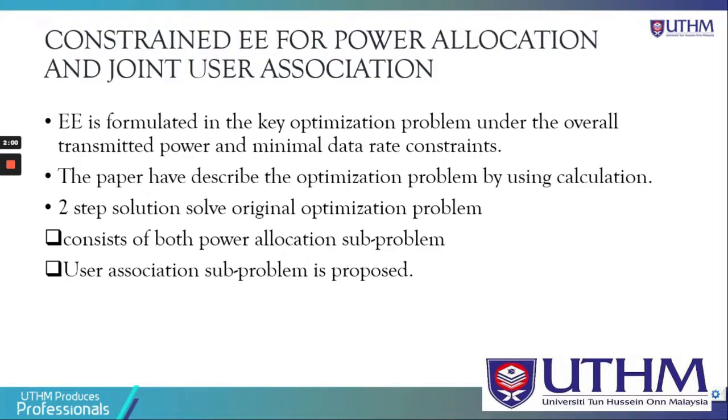Okay. The third one is the constrained energy efficiency for power allocation and joint user associations. The energy efficiency is formulated as an optimization problem under the overall transmit power and minimal data rate constraint, and the paper has described the optimization problem by using calculation, and to solve the original optimization problem, a two-step solution which consists of both a power allocation sub-problem and a user association sub-problem is proposed.